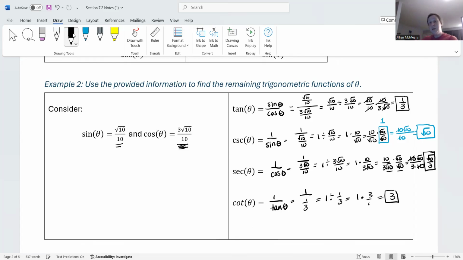Okay, so using those reciprocal and quotient identities, we were able to find the other 4 basic trig functions knowing what sine and cosine were. Now, there is an alternate way to do this that I think is actually a bit easier. You could draw a right triangle.